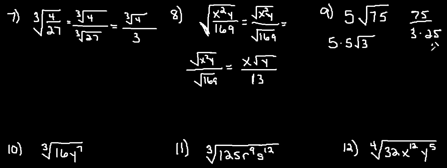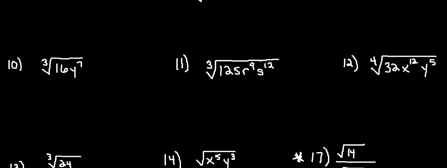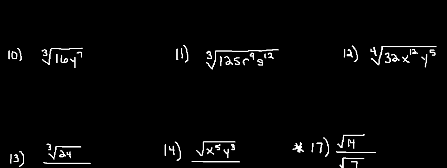Remember, 25 is 5 times 5. For every 2, take 1 out. There's the 1 I'm taking out. And what remains is the 3. Oh, and by the way, I have 5 times 5 now. So now I can multiply that to give me 25 root 3. Okay, moving on. You can see this is not bad at all. I hope you feel that way again.